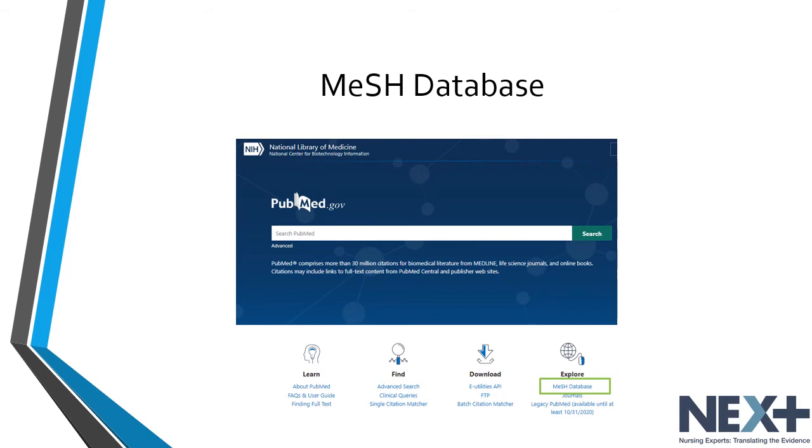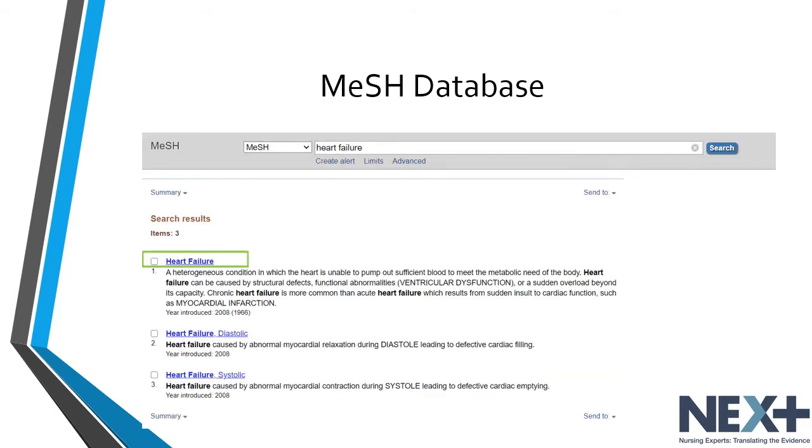We were previously introduced to MeSH in the search details. Now we will look at two ways to find MeSH terms. The first way is by searching the MeSH database. To do this, we will select the MeSH database from the PubMed homepage. Then we enter the term heart failure and click search.